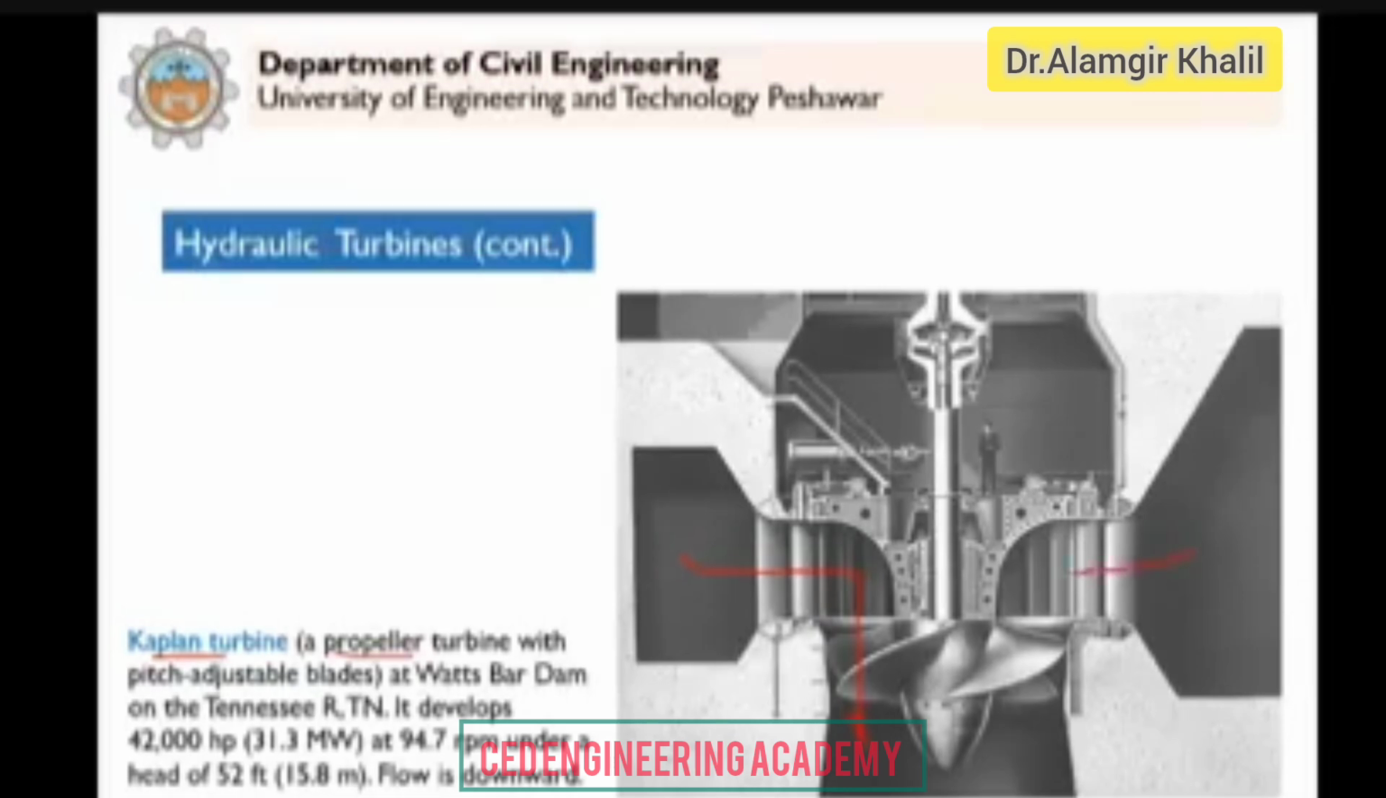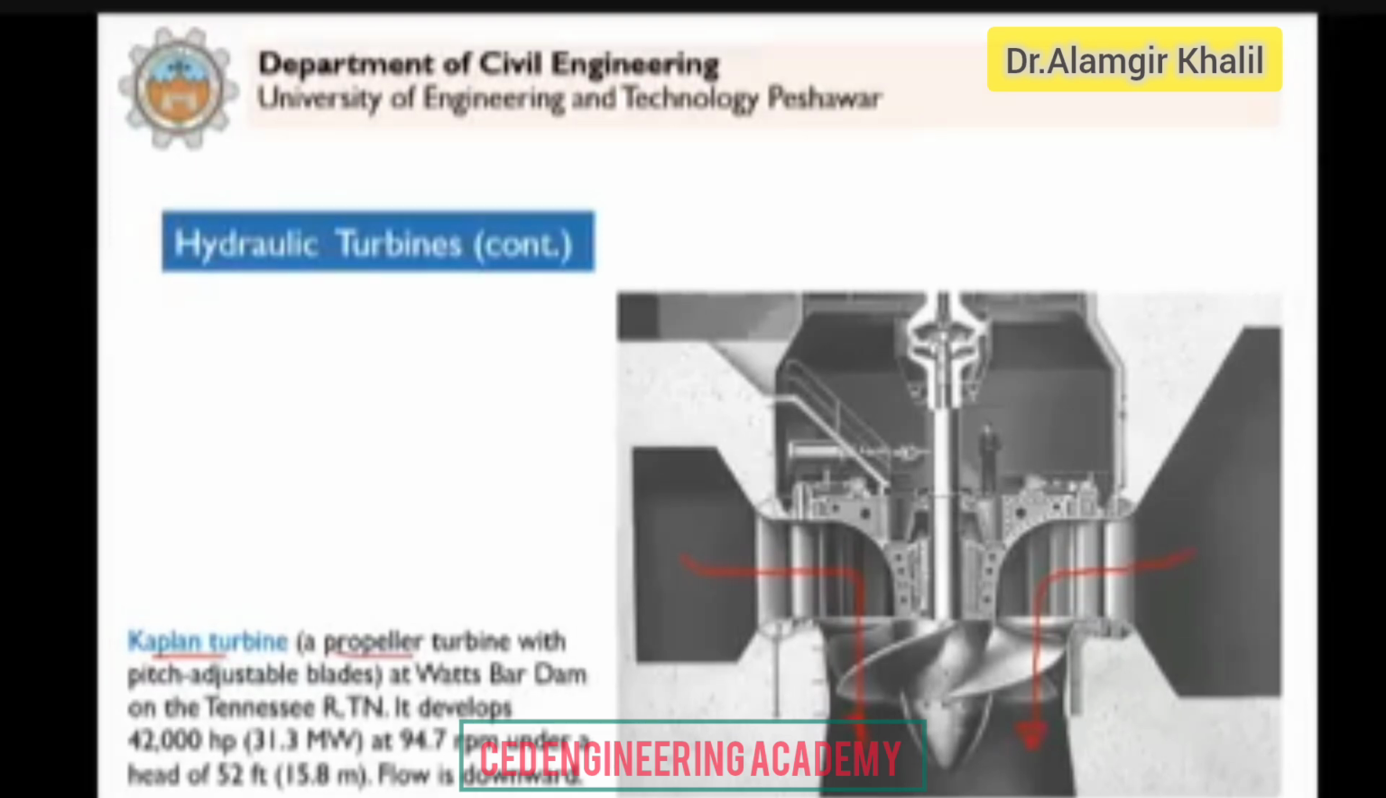Similarly, the water comes here through the guide vanes, and then the water will flow along the axis of rotation. So we have axial flow, and it will rotate like a fan, like the ceiling fan that we have. When it rotates, it pushes the air downward, along the axis of rotation, or parallel to the axis of rotation. So this is a propeller turbine. Clear? The common example is the Kaplan turbine.